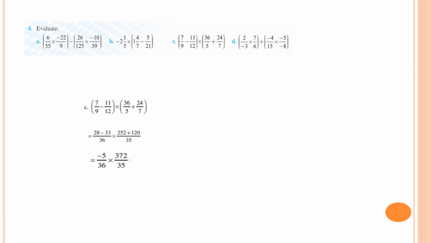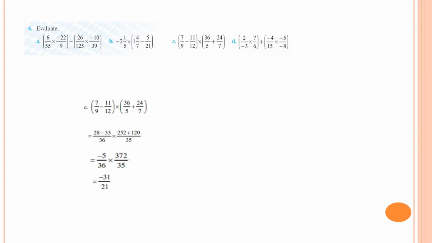So first, 9 and 12 are there. So the LCM is 36 and the numerator will be 28 minus 33. In the second bracket, the LCM is 35 and the numerator will be 252 plus 120. So the answer of the first bracket will be minus 5 by 36 and the answer of the second bracket will be 372 by 35.